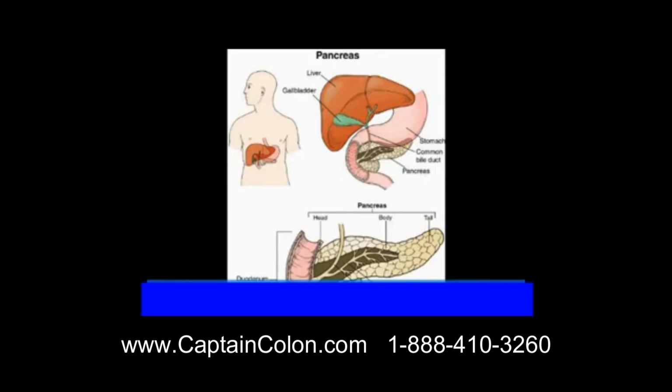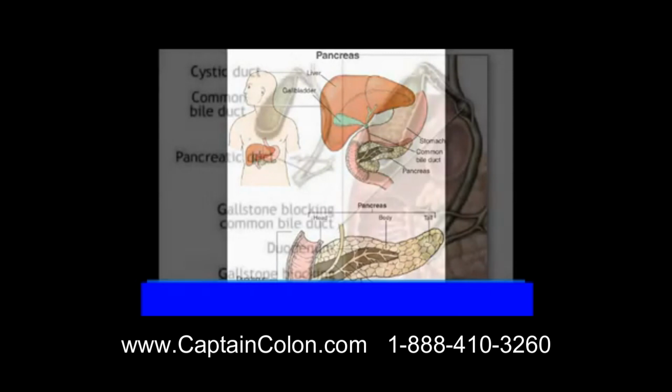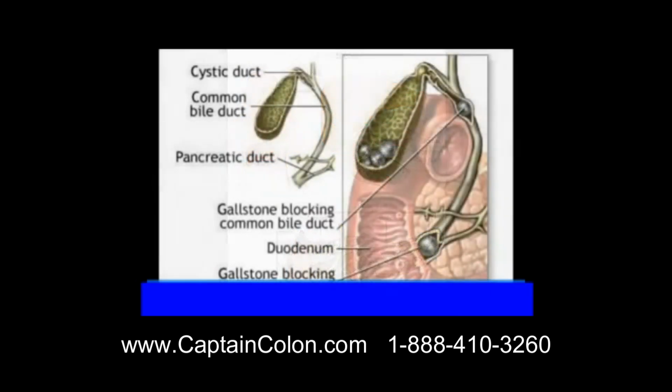Its job is to store bile and only release it when food is present. Without a gallbladder, bile leaks continually into the small intestines in little drips, rather than in sufficient amounts when you need it.